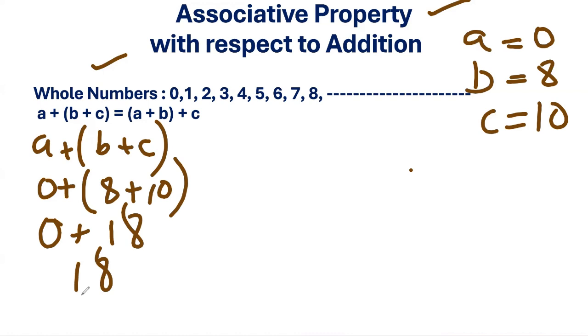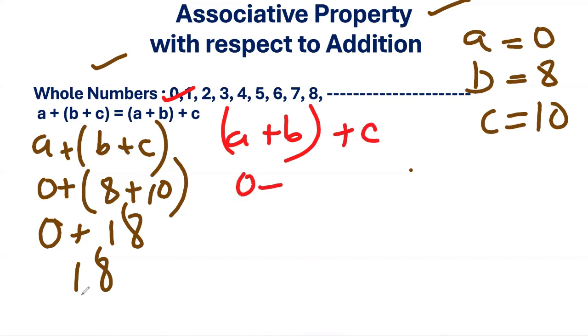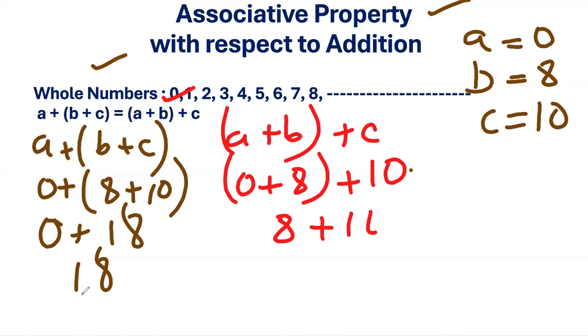Now you have to check the right-hand side, which is A plus B in bracket plus C. What is A? It is 0, B is 8, and C is 10. Brackets to be done first. 0 plus 8 is 8. 8 plus 10 is 18. In this way, you are done with it. 18 is equal to 18. This property is satisfied, or you can write this property is true.